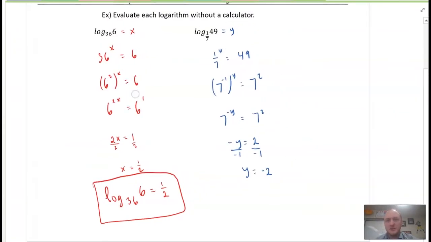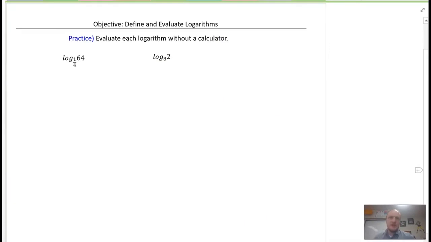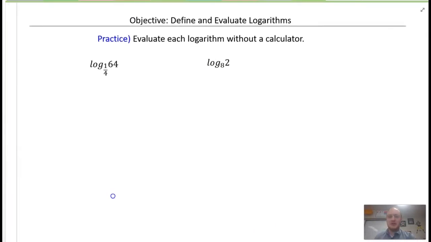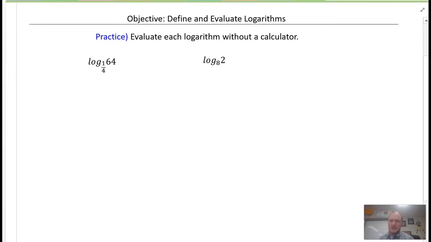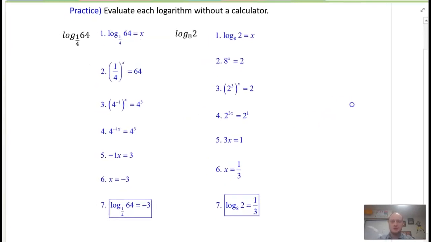which I always have to zoom out because I forget what the expression was. Log base 1/7 of 49 is equal to -2. All right, not so bad, right? Okay, so here are the next practice problems. Please go ahead and give these a try, pause the video, and I will assume you have paused. Here are the solutions.